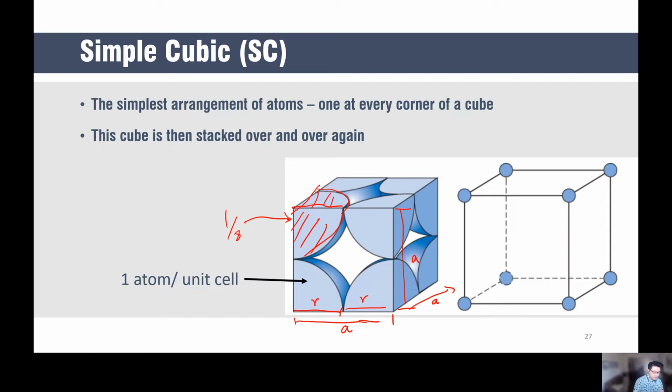So with that said, how many atoms are there? Well, we have 8 corner atoms, and each one is 1/8. What that means is that we have 8 times 1/8 of an atom, which equals 1 atom per unit cell. This is the simplest you can get, and you can think that this cube can just stack in the X, Y, and Z direction, kind of like a Lego block, making a crystal structure.